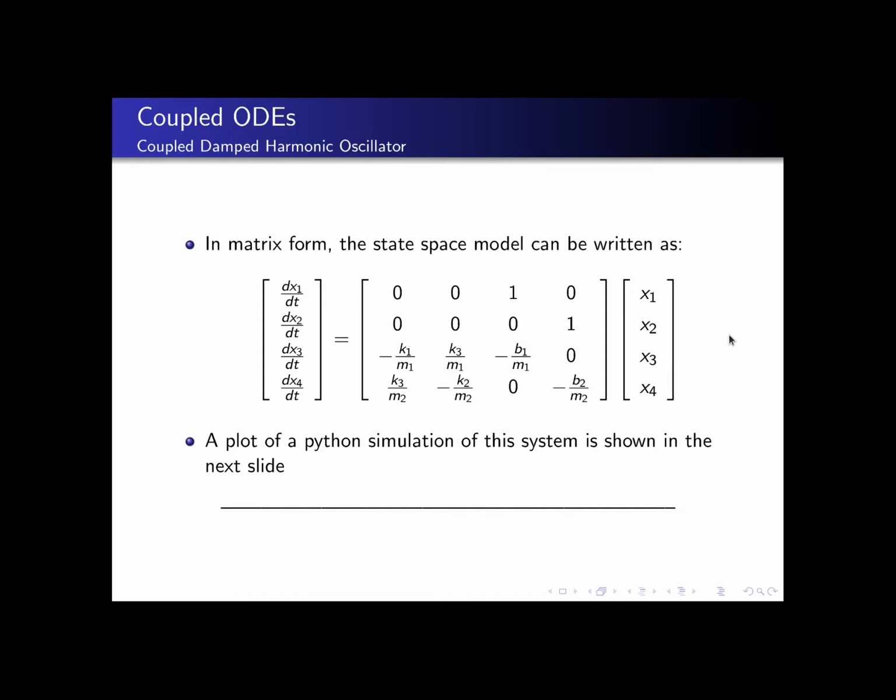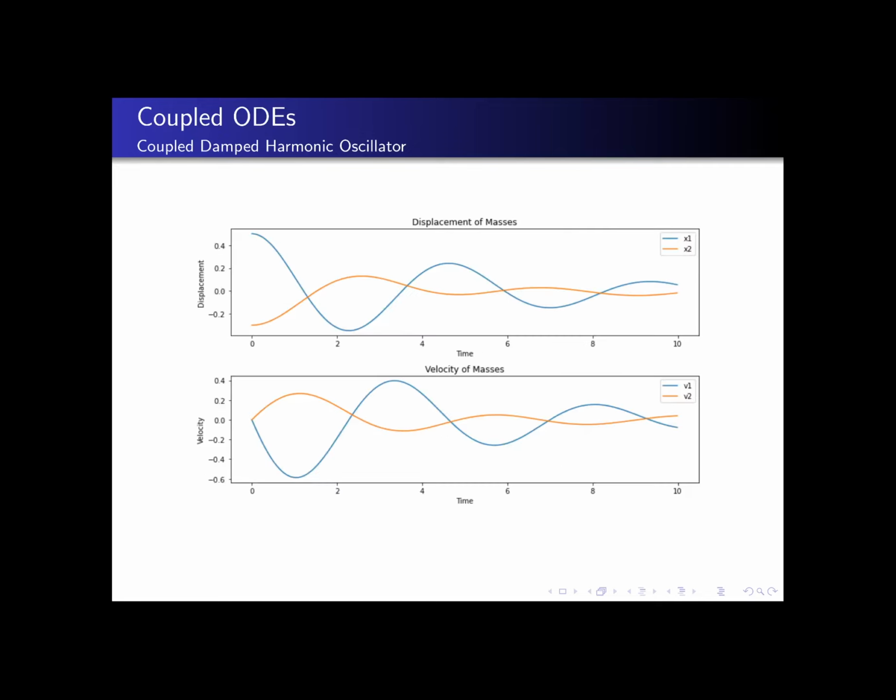So we have a plot of the Python simulation in the next slide. You can see here that we have x1 and x2, which are the displacement of the masses. The first mass is shown as being close to the equilibrium point. Okay, it's to the left of the equilibrium point. That's x2. And x1 is shown to the right of the equilibrium point here for initial conditions.